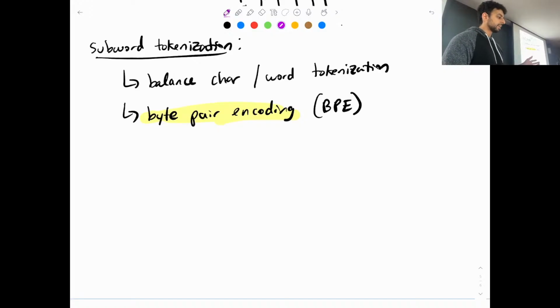And then after that, we'll talk about what are the cutting edge approaches today that might make their way into the next generation of language models.